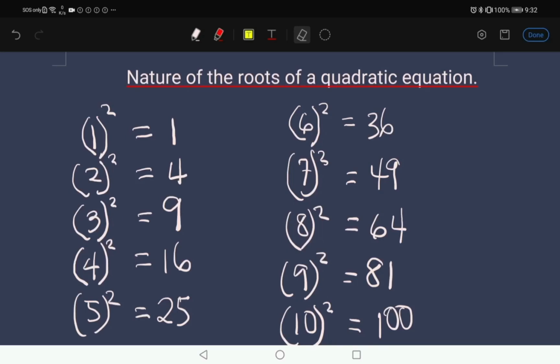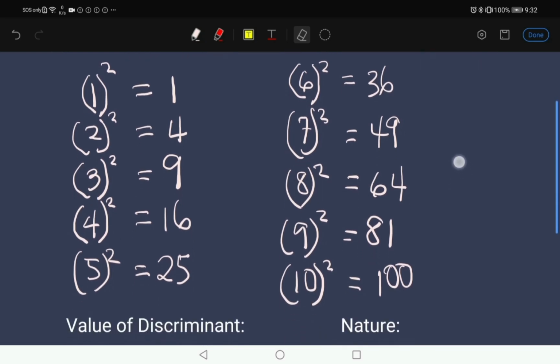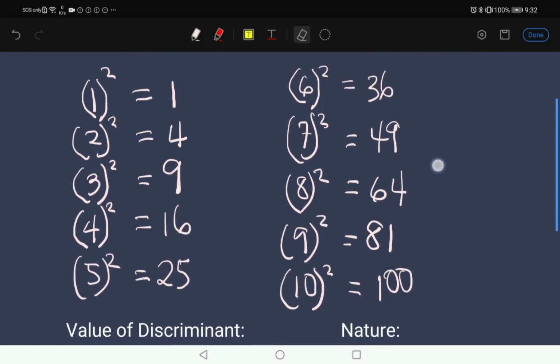This video is about nature of the roots of a quadratic equation. So first, mag-review ta sa mga perfect square. So example sa mga perfect square mao ni siya.